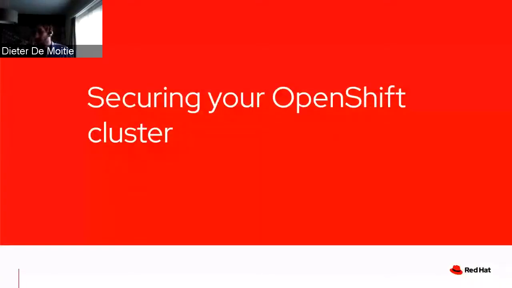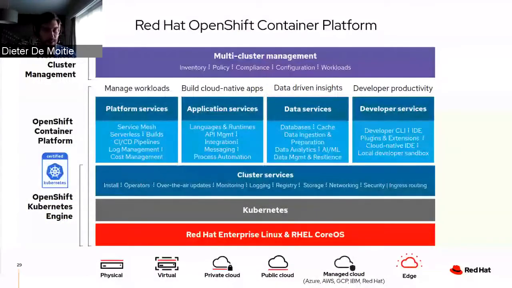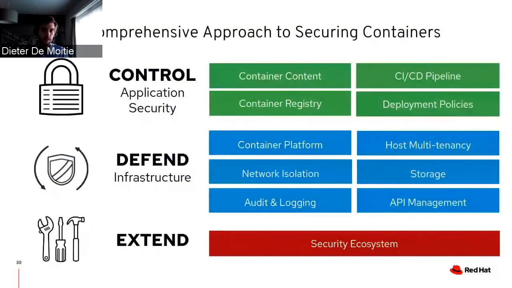So how about securing an OpenShift cluster? As you might know, OpenShift is the platform to deploy modern, cloud-native applications, but you can also use it to deploy more traditional VM-based applications. The main components are Red Hat Enterprise Linux CoreOS and Kubernetes, and OpenShift has many layered services on top of that. I'm not going to go into detail about that.